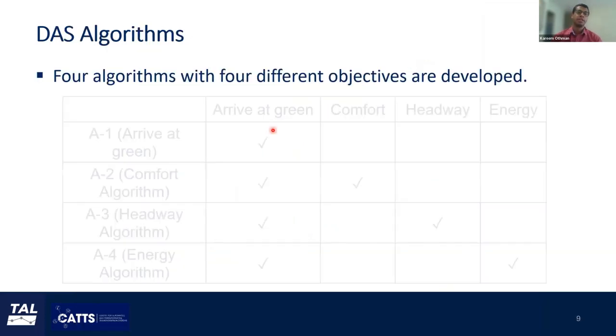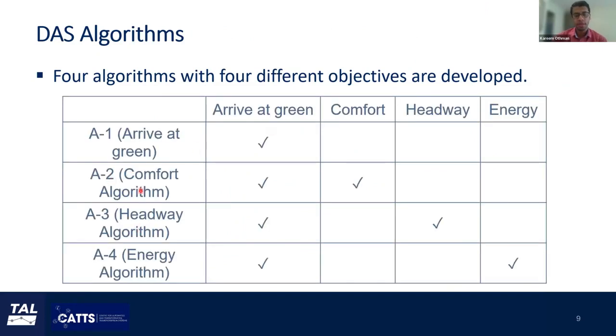All right. So in our research here, we have tested 4 separate algorithms. Every algorithm is focused on a specific objective. Algorithm A1 is really focusing on selecting the maximum speed that allows the bus to arrive at the green phase. And this is the one I have explained in the previous 2 slides. And we have A2, A3, A4.